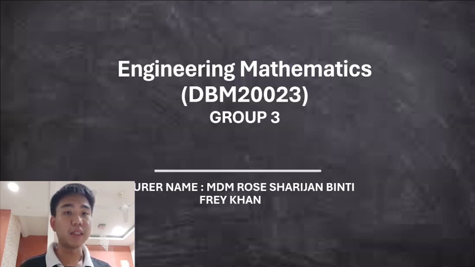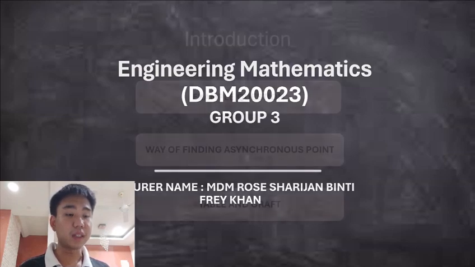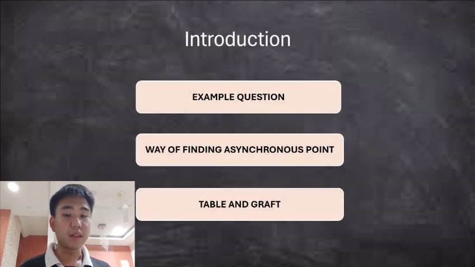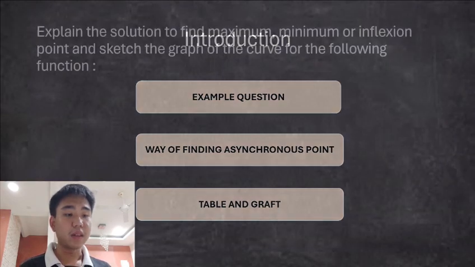My matrix number is 07DEE23F1059. Our group consists of 3 individuals and they will introduce themselves before they present their part. Okay, this is our slide introduction. You may read it. Now let's start our presentation.